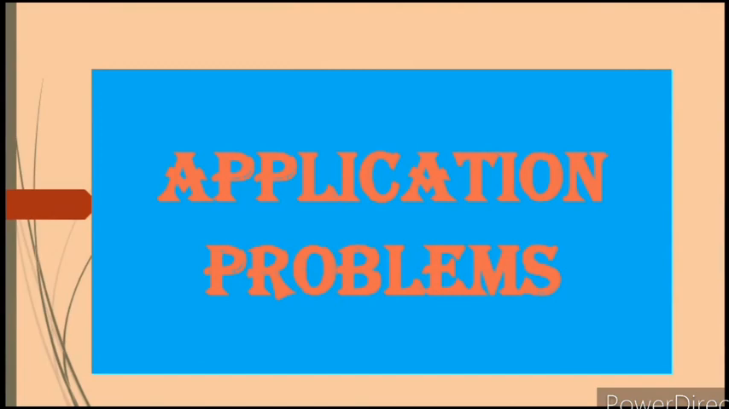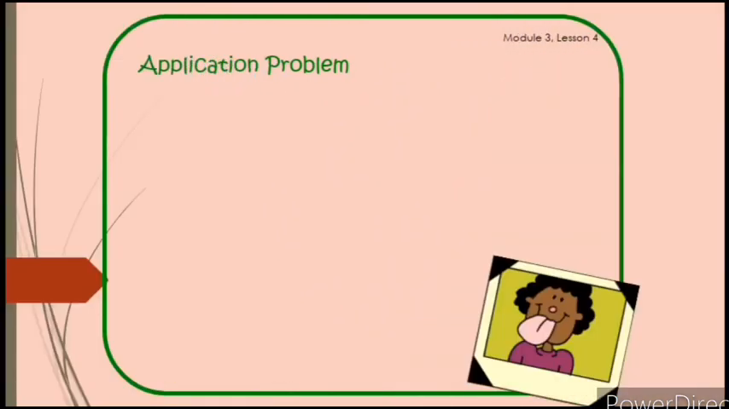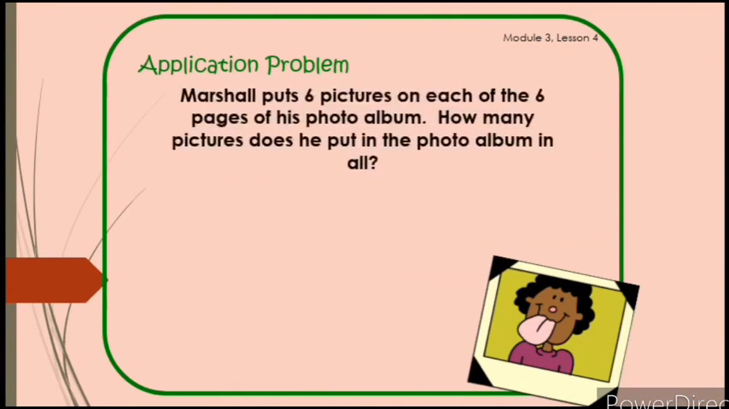Now let's look at our application problems. The first question we have here, let's look at it. It says Marshall put 6 pictures on each of the 6 pages of his photo album. How many pictures does he put in the photo album in all? So remember, he has 6 pages of a photo album. He put 6 pictures in each page. That means 6 pictures on the first page, 6 pictures on the second page, third page, 6 pictures, fourth, 6, fifth, and 6 pictures. So what do we do?